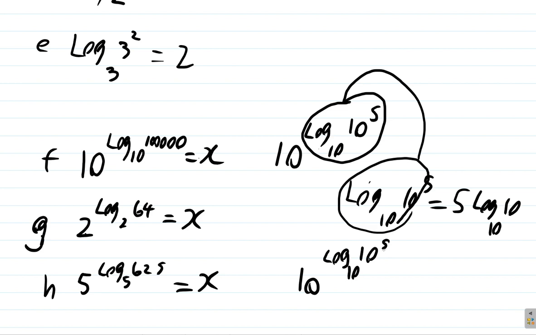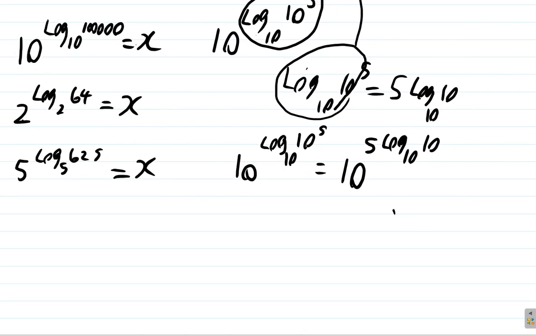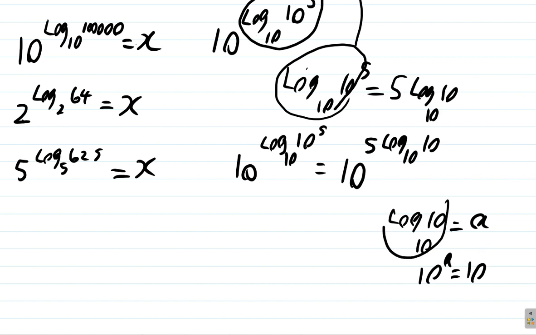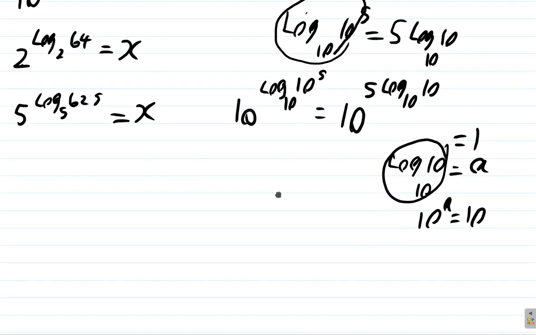But hold on. Based on the laws of logarithm, what we have here is 5 times log base 10 of 10. But the question now is, what is log of 10 with a base of 10? If you make this equal to a, and you change it to index form, you're saying 10 to the a is equal to 10. 10 to the what gives you 10? It's 1. So a must be 1. So this equals 1. You follow?